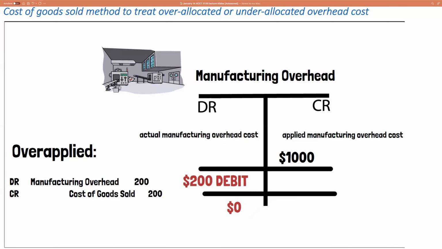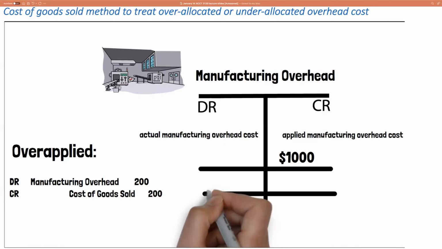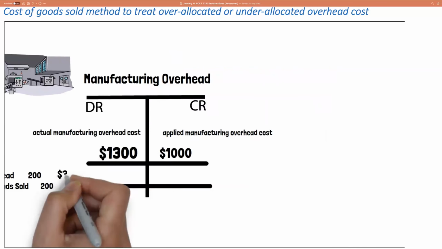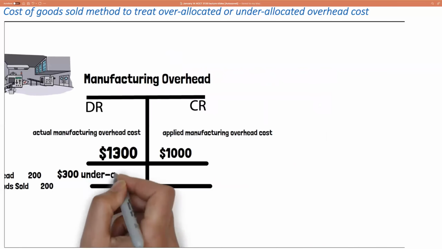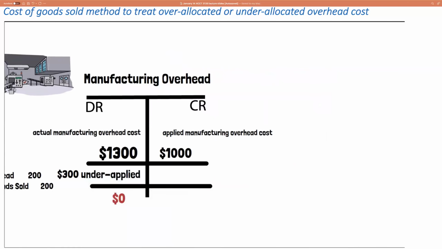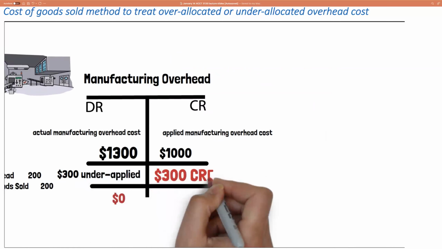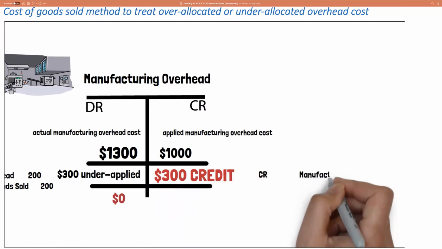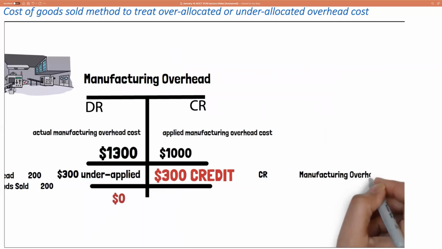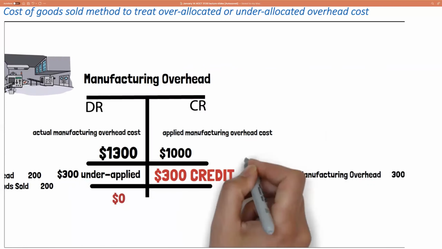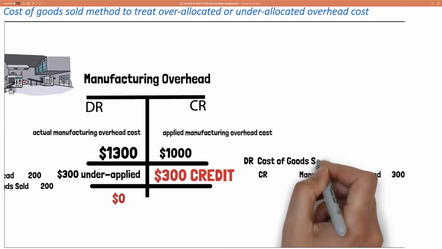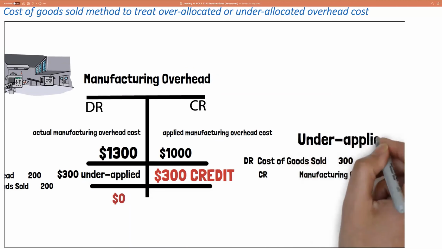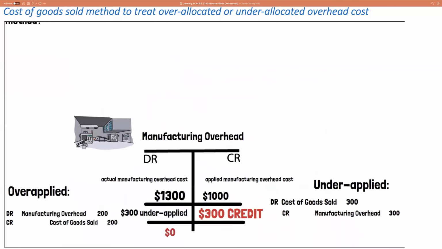Now let's take a look at another situation. Suppose the actual manufacturing overhead cost is $1,300. So this will give us a $300 under applied. To make the balance 0, we have to credit $300 to manufacturing overhead, and we need to debit cost of goods sold for $300. This is the under applied situation.